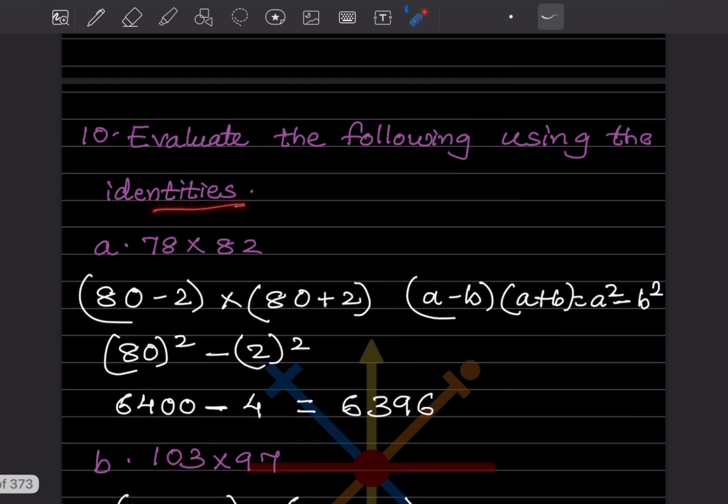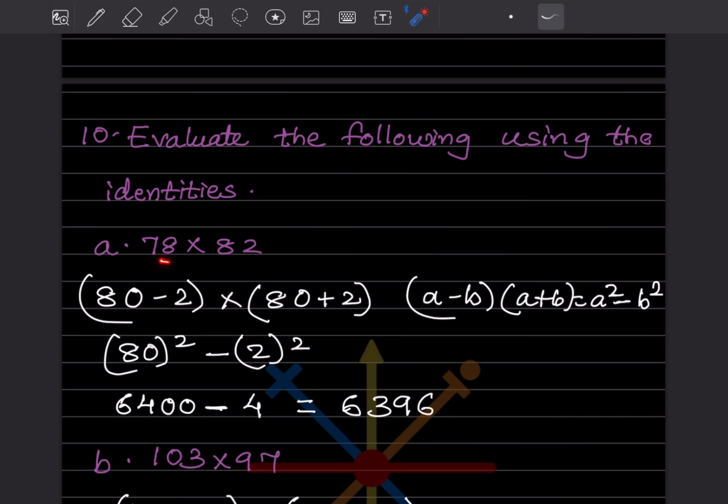Now evaluate the following using the identities. So identities means the different identities, the same. A square minus b square, that is a minus b and a plus b. Now we can bring this in the form of this identity.